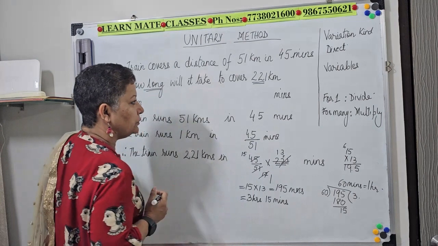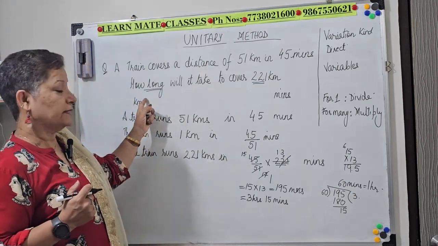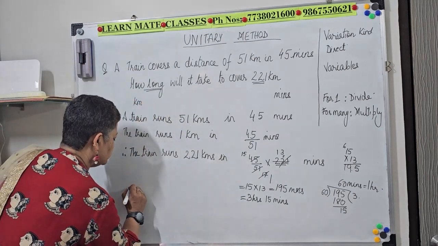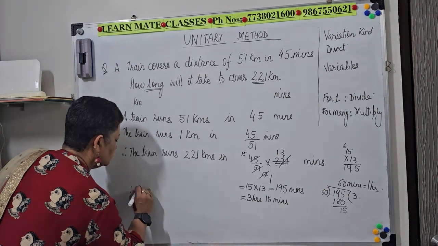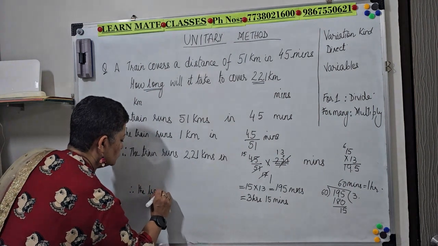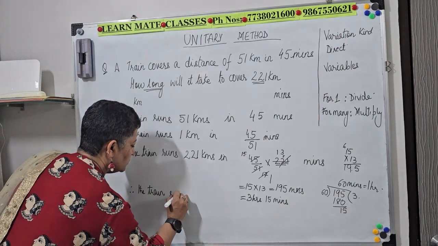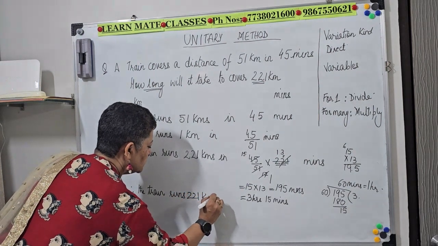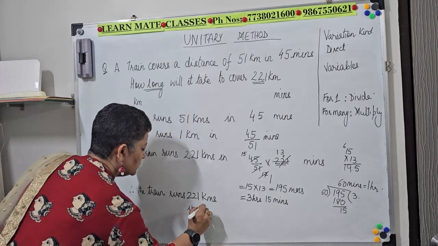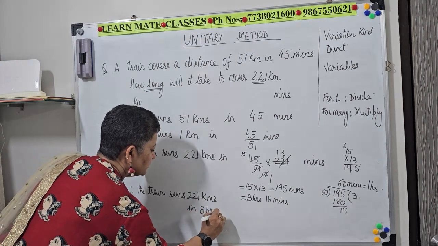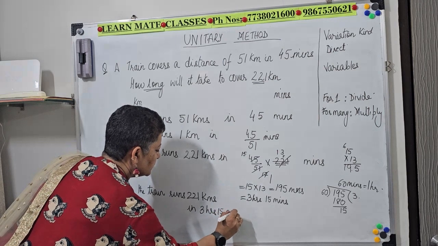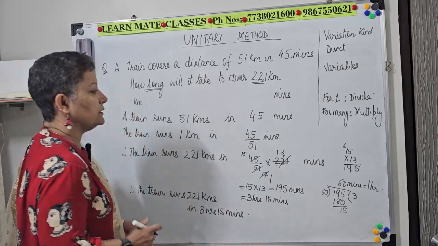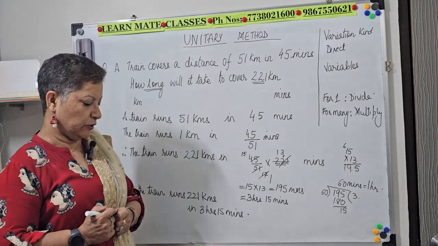And remember what I told you? You have to write down the answer statement. Therefore, the train runs 221 kilometers in 3 hours and 15 minutes. Is that okay? So this is how you're supposed to be attempting your questions.